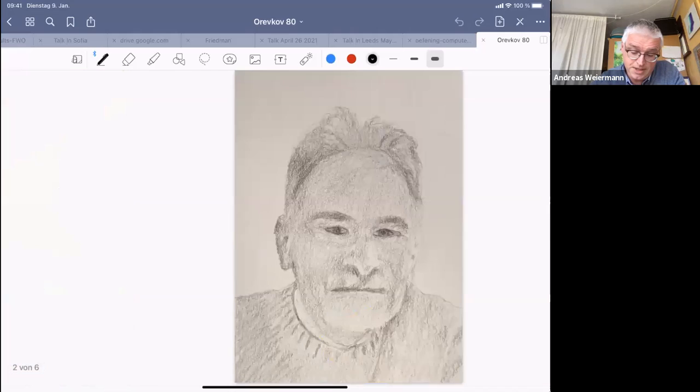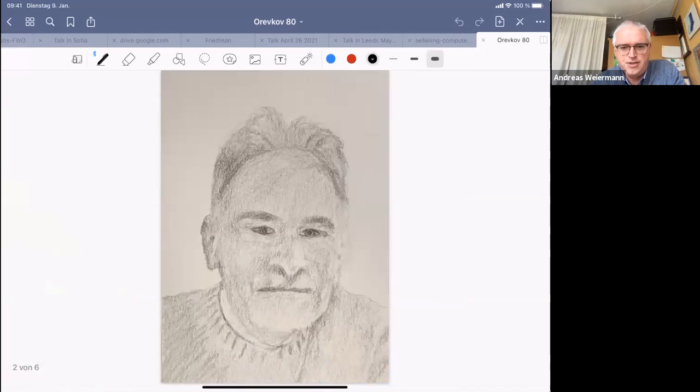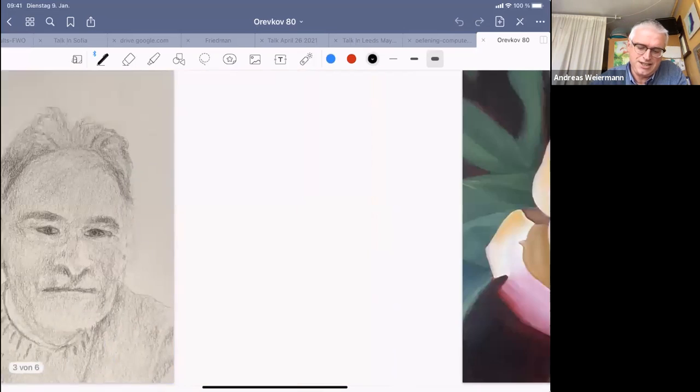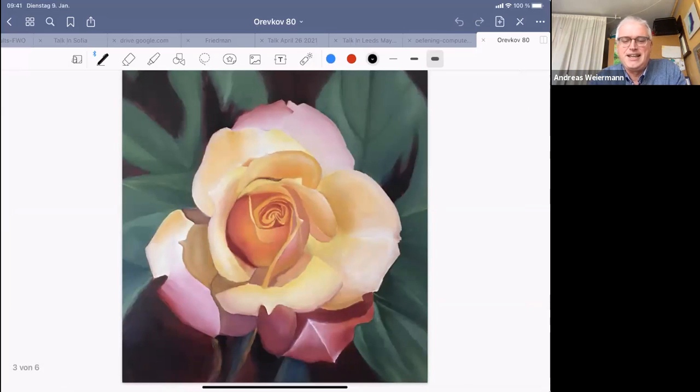And to start with, in the afternoon I did a drawing of Vladimir, but for doing a better drawing I need a better photo. So I just go to the next one. So this is maybe better suited for a birthday conference. This is one of my better paintings. It's a naturalistic painting of a rose. But of course, this has nothing to do with my talk.